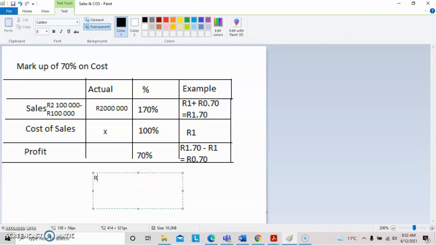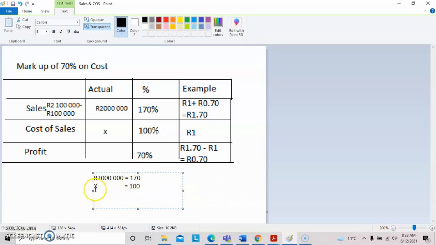We were going to say 2 million rand is equal to 170, and then here we are solving for X. We don't know how much X is, so we'll say X is equal to 100. You agree with me? So it means now we have something that looks like this. You know that in terms of math literacy, if you have something like this, all you have to do is cross multiply.